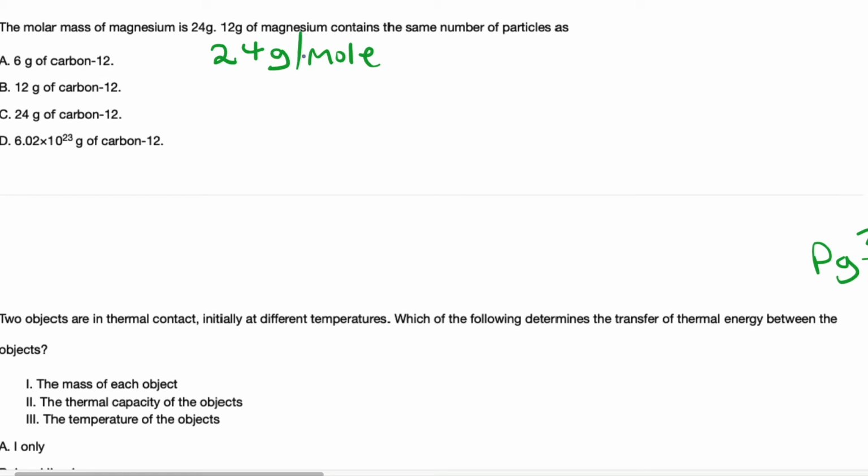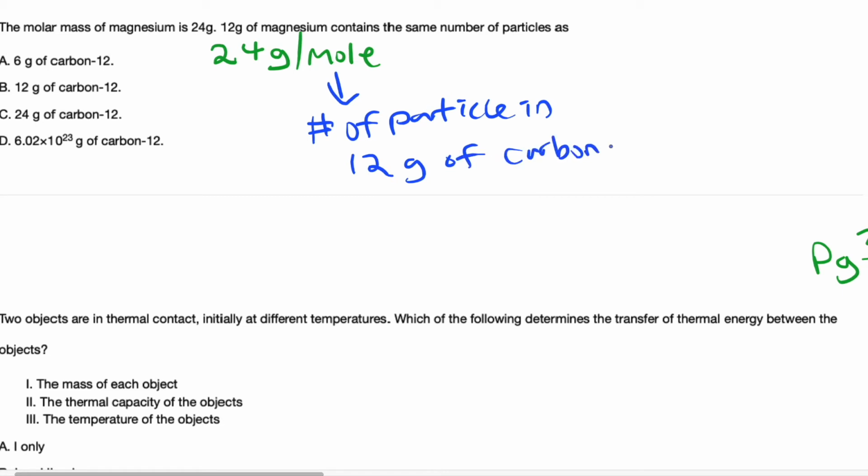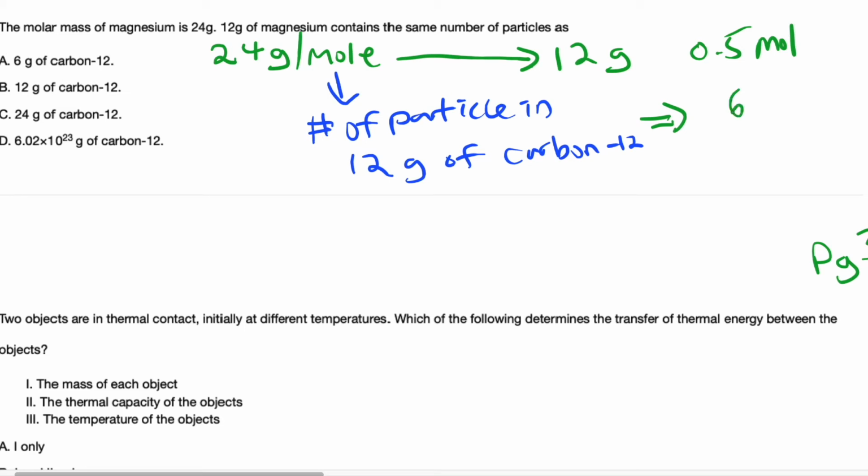And we know that 1 mole means the number of particles in 12 grams of carbon-12. So if here it only has 12 grams of magnesium, we know that it only has 0.5 mole, right? So if you only have 0.5 mole, we know here it has to be divided by 2 as well. So you only have 6 grams. You only have the number of particles of 6 grams of carbon-12. So A is the answer.